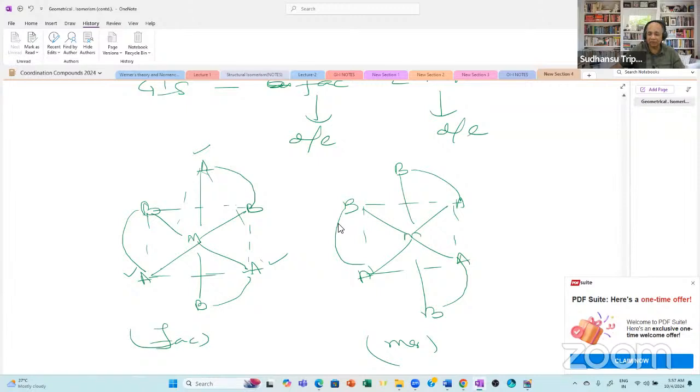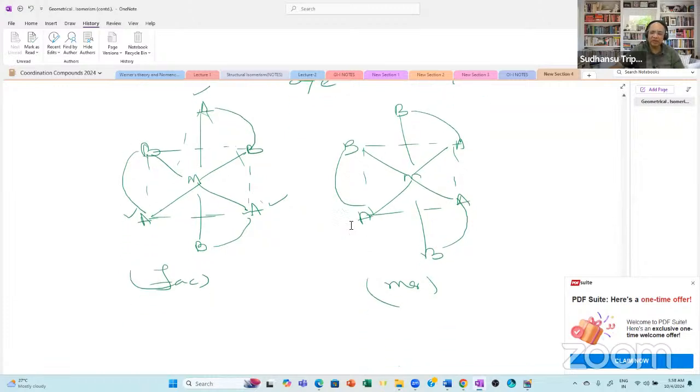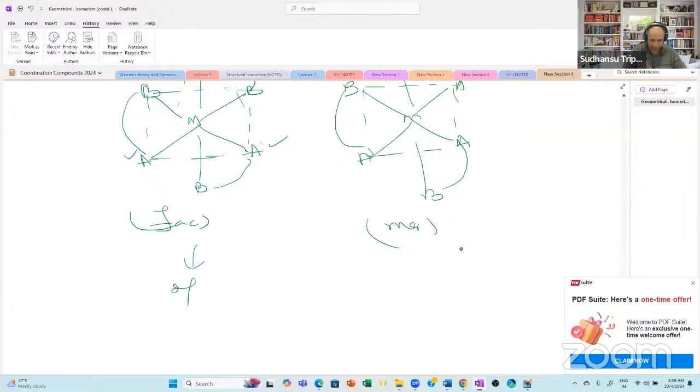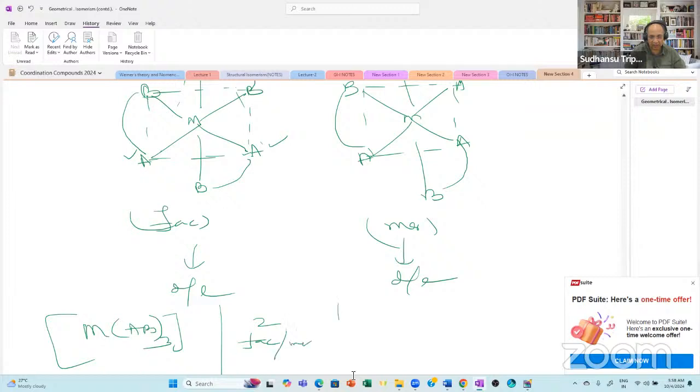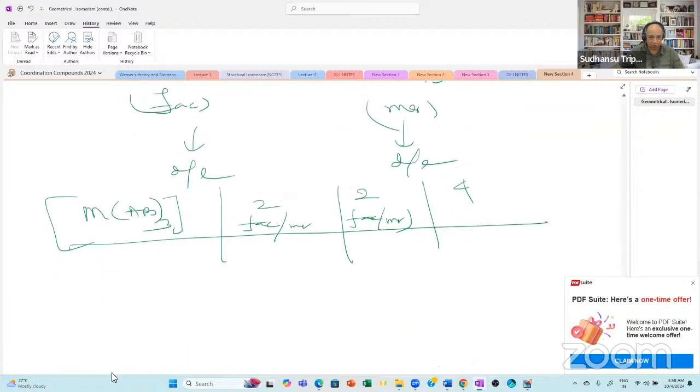where is sigma. There is no I, no sigma, no nothing. And there can be a Cn, but there is no sigma, no I, no Sn. So they are all, and each is a DL pair. Right? Then let us add in this table, that same table, that M AB3 type, and this is 2 fac plus 2 mer. Both exist as a DL pair, so total is 4.